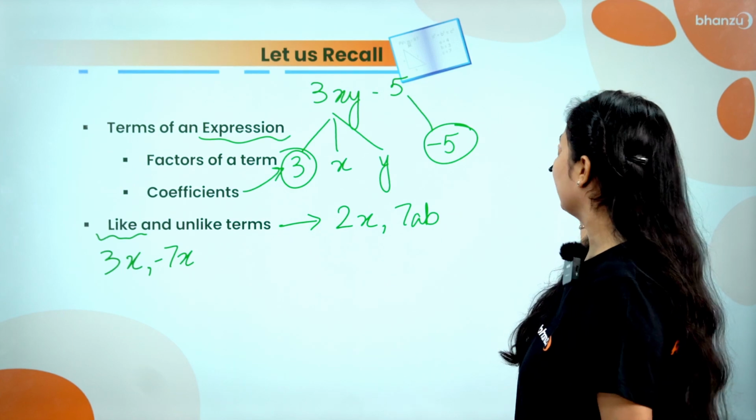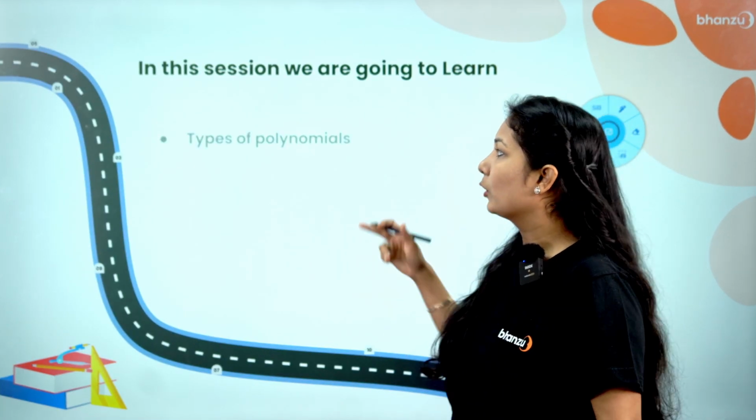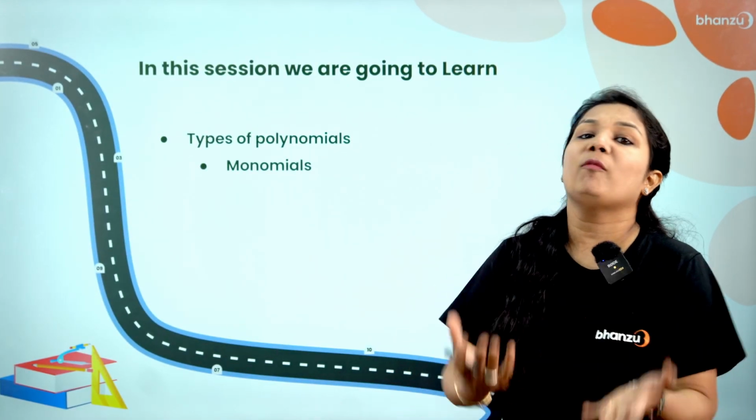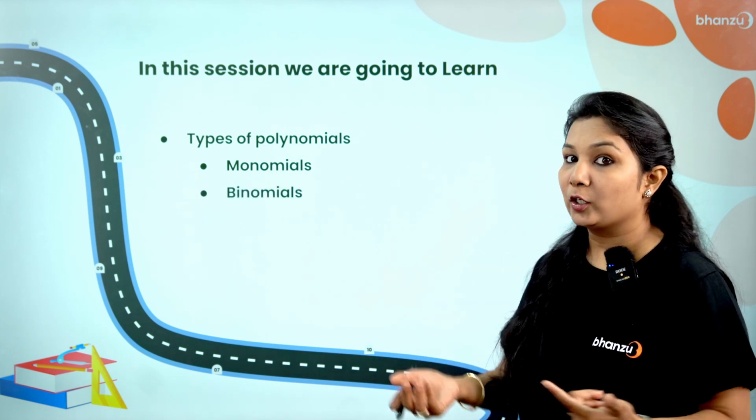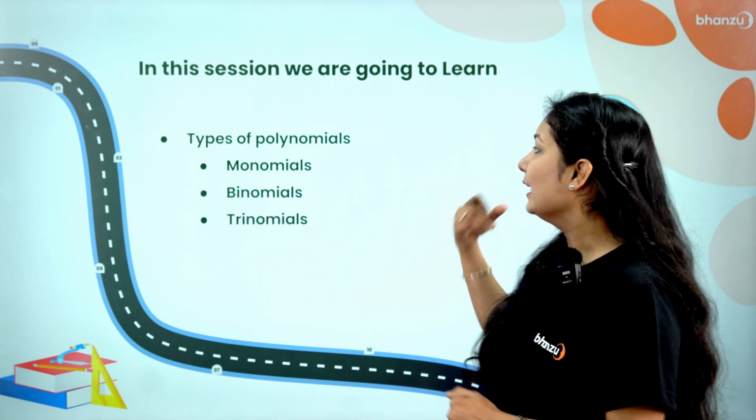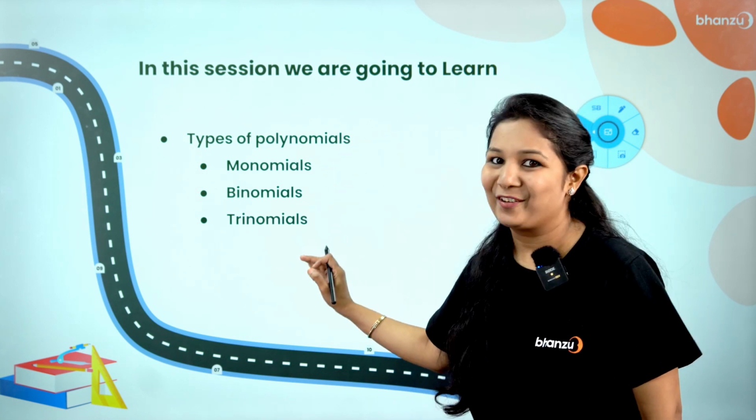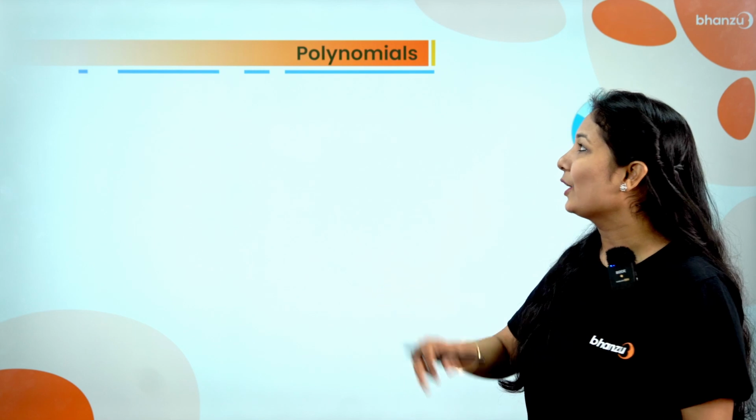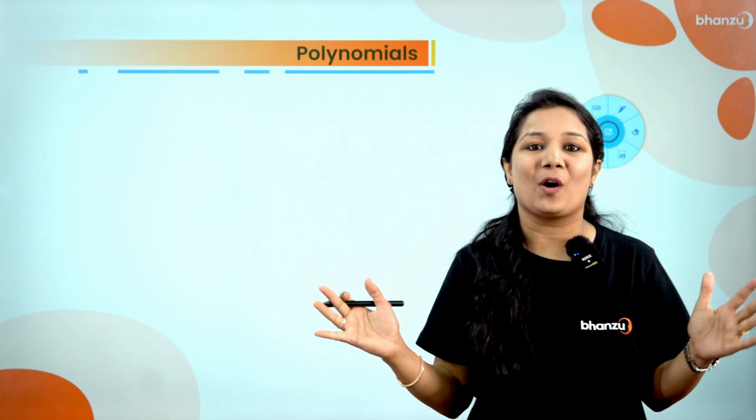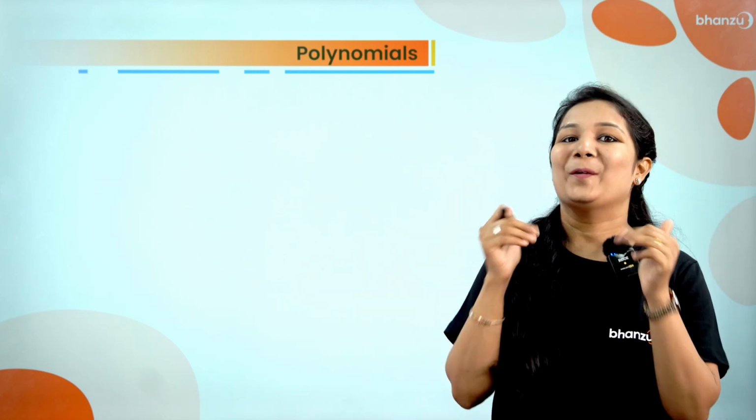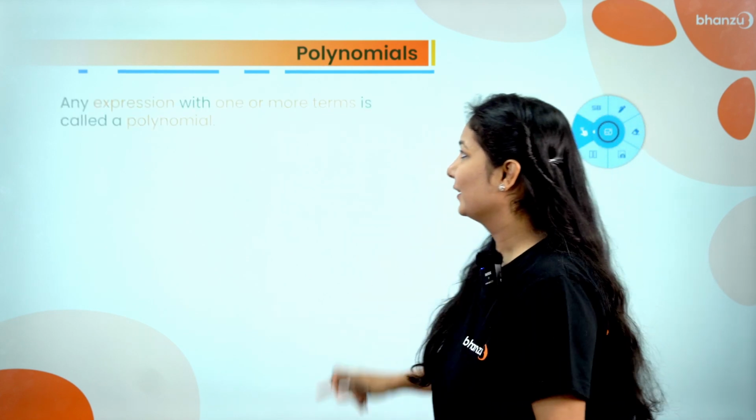Let's move ahead and see the next topic we are going to talk about in detail, which is types of polynomials. What are polynomials? We are going to discuss that and then see the different types, that is monomials, binomials and trinomials. So let's start with what are polynomials. Ready everyone? Let's start.